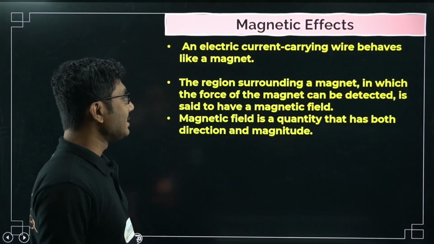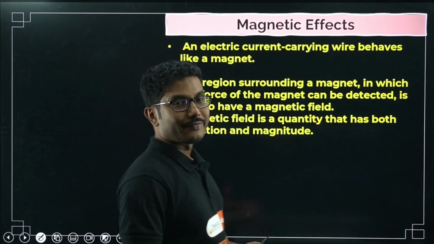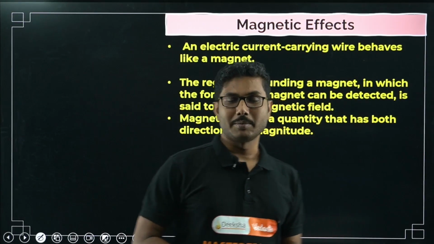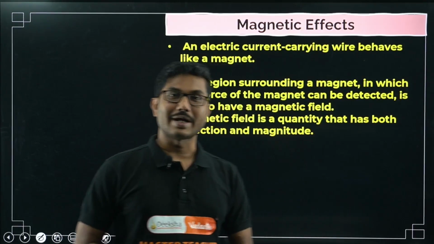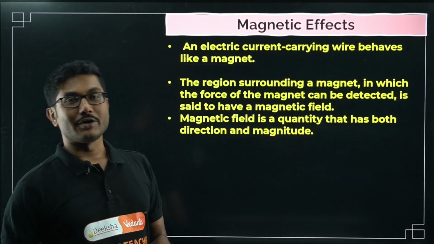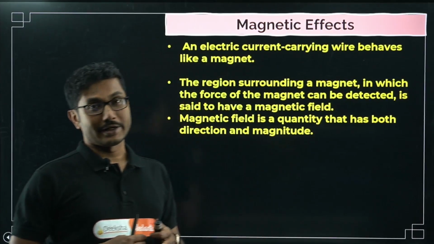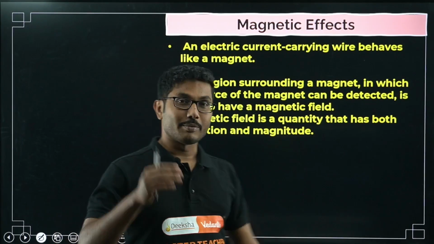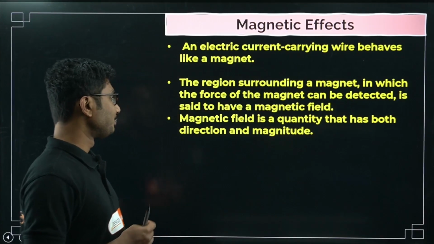The magnetic field is a quantity that has both direction and magnitude. So magnetic field is a vector quantity. If you remember, a vector is something which has a magnitude as well as direction, whereas a scalar is something which has magnitude only, no direction. If you know any other example of vector and scalar, don't forget to mention that in the comment below.